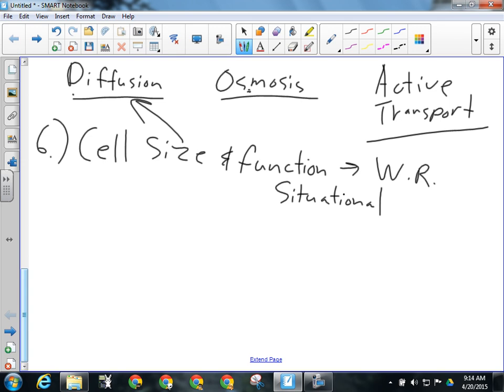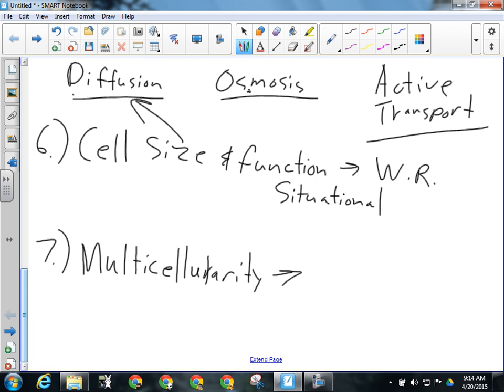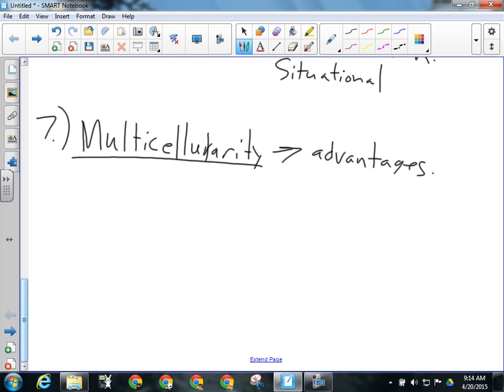Questions so far? All right. Then we talked about multicellularity. Actually, we didn't do it in this order, but this is the order I'm reviewing it in. Multicellularity. Advantages. Any other keywords that go along with multicellularity? Thinking of one rather long, starts with S. Specialization.